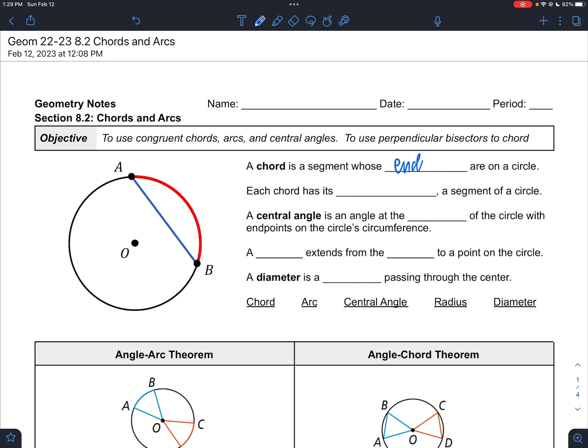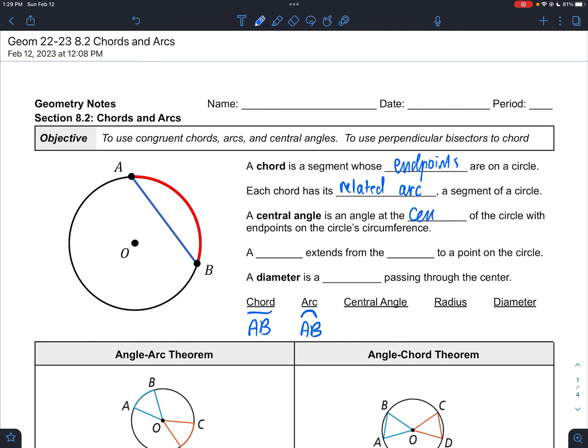So, a chord is a segment on a circle where the endpoints are on the circle. So, an example of a chord would be line segment AB. Each chord has its own, you can call it a related arc. And an arc is a part of a circle. So it's a curved segment that's in the shape of a circle. And an example of an arc would be AB with a little arc symbol over it.